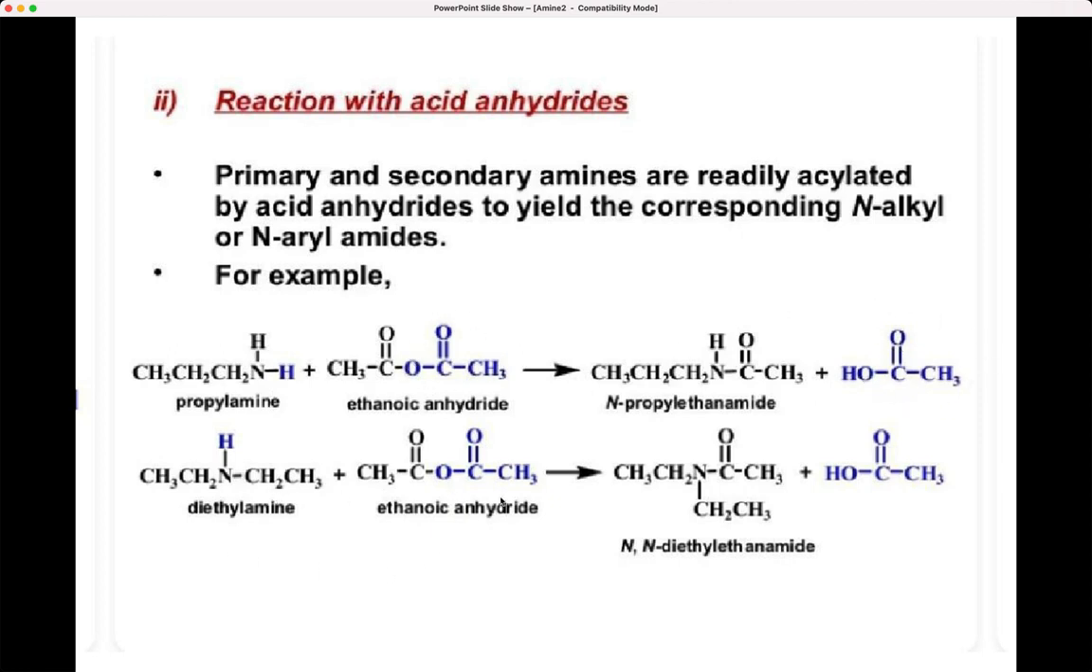Here, diethylamine and ethanoic anhydride. See here again, the H and the elements written in violet form a single compound, and the remaining will combine to give N,N-diethylethanamide. That is the product. Always, for organic chemistry, the only way to learn it properly is to write the structure and learn, otherwise you won't be able to retain it in your mind.